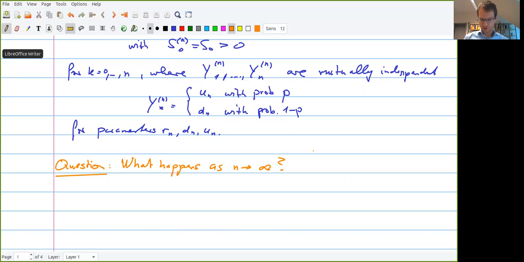Well, you are all well trained in probability theory. So there are some tools to study exactly such a situation, where you have a sequence of random variables and you want to understand what's going on. And let me make a heuristic observation here.